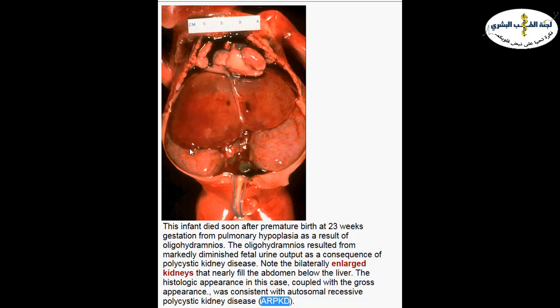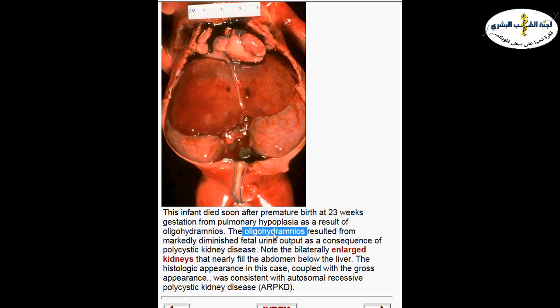Now, because this process starts very early in life, in intrauterine life, the fetus of autosomal recessive polycystic kidney disease will not be able to form urine. And that's why the mothers of these patients will have oligohydramnios. What do you mean by oligohydramnios? Oligo means small amount of amnion, which is the amniotic fluid that surrounds the baby in intrauterine life.